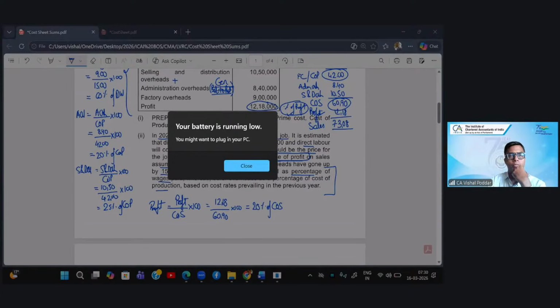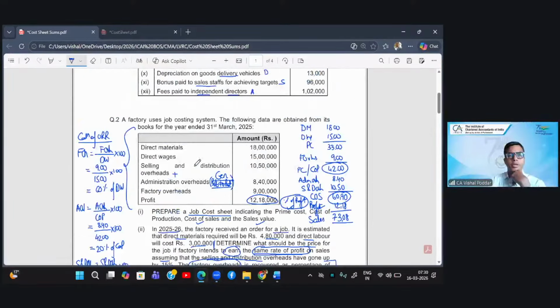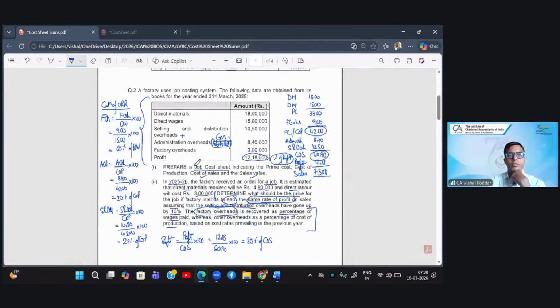Good. So students now take up the next cost sheet for the upcoming year for the job that the company has undertaken. You just plug in the job and go. So solve the next cost sheet, students, in this sum.